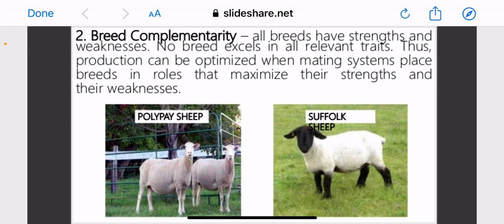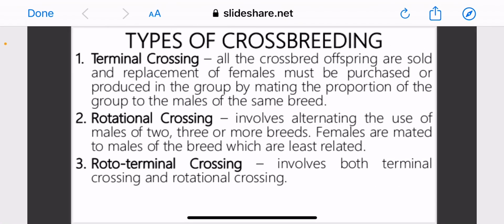So we also have breed complementarity. All breeds have strengths and weaknesses, so no breed excels in all relevant traits. Thus, production can be optimized when the mating system places breeds in roles that maximize their strengths and offset their weaknesses. So we have Polypay sheep to Suffolk sheep. When you have a crossbred offspring which is the result of crossbreeding, then you are also going to have both strengths and weaknesses, no? That's complementary.